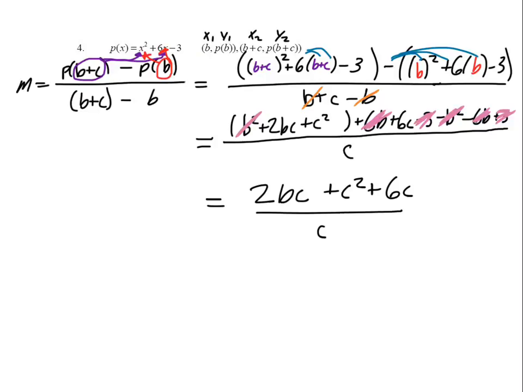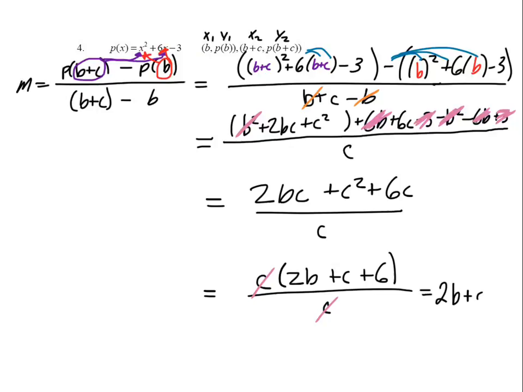Okay, so because each term in the top has a c, we can cancel a c out of everything. And again, the mathematically correct way to say that is if we can factor the top of that, the numerator there. So what comes out of everything? GCF. Looks like they all share a c, so c, and then we've got 2b plus c plus 6 all over c. And then let's go ahead and cancel the c's out front there. So we have our final answer, 2b plus c plus 6.